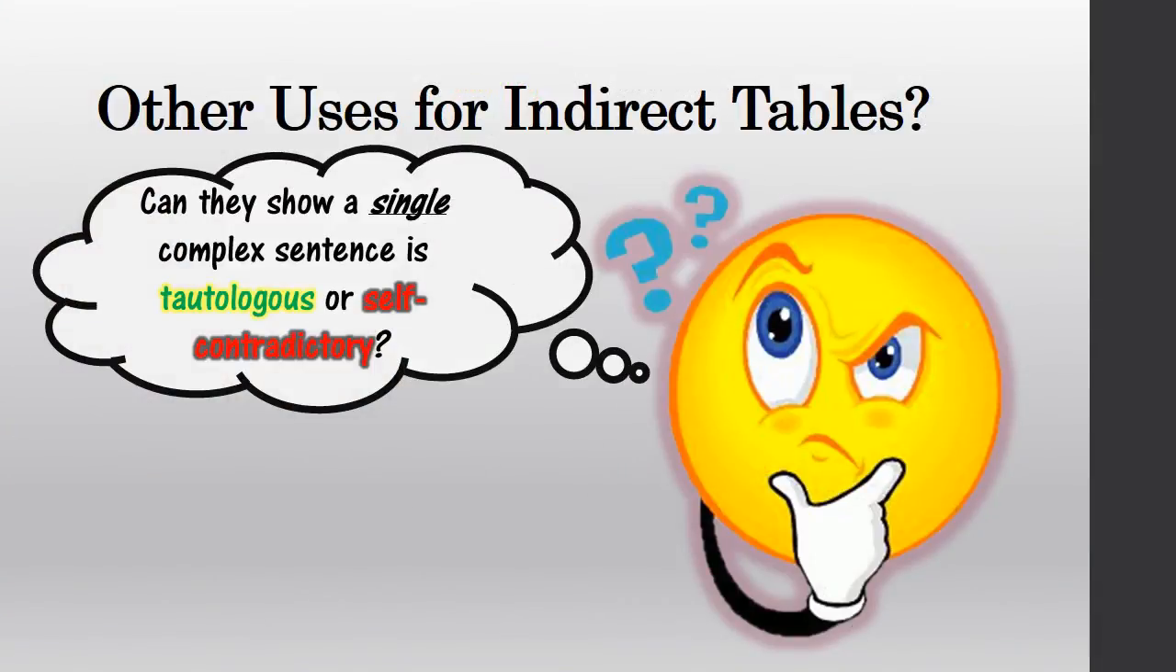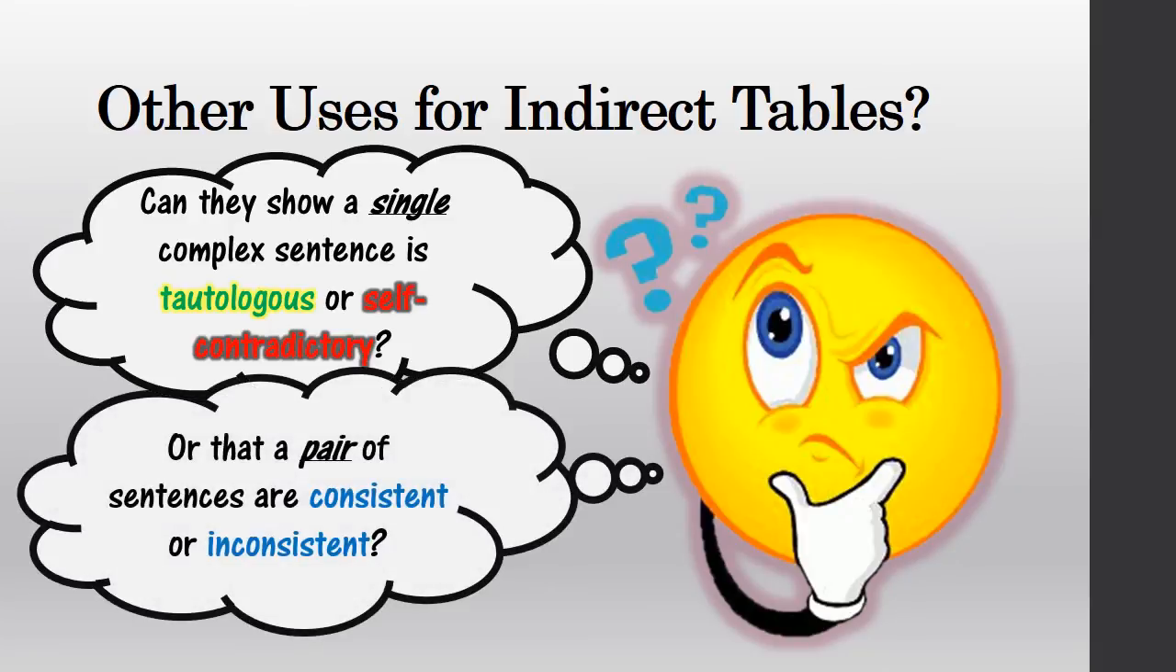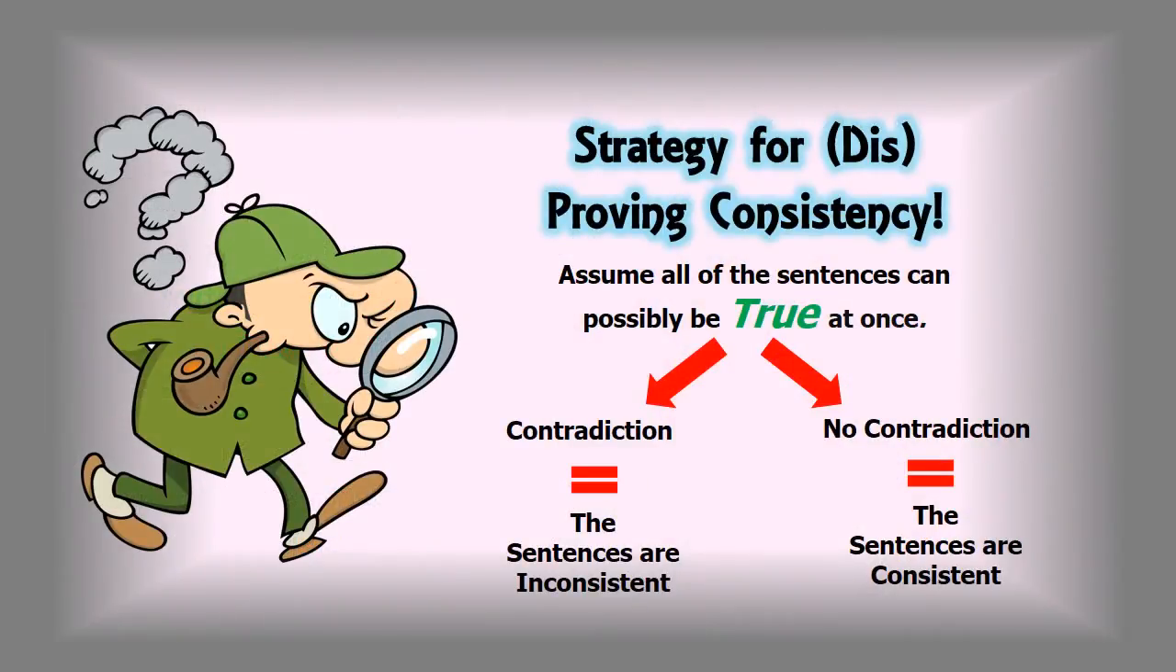Well, so much for showing whether or not sentences are tautologous or self-contradictory. Let's ask ourselves the second question. Can we show that a pair or a set of sentences are consistent or inconsistent? Let's give it a shot. Well, what you have to do is assume all the sentences can possibly be true at once. And if you're led to a contradiction, the sentences are inconsistent. If you're led to no contradiction, the sentences were consistent after all, and you just showed how they could be all true at the same time. So let's give it a shot.